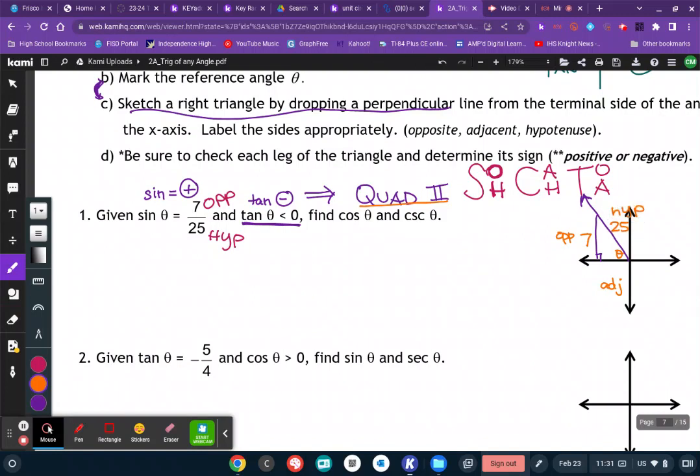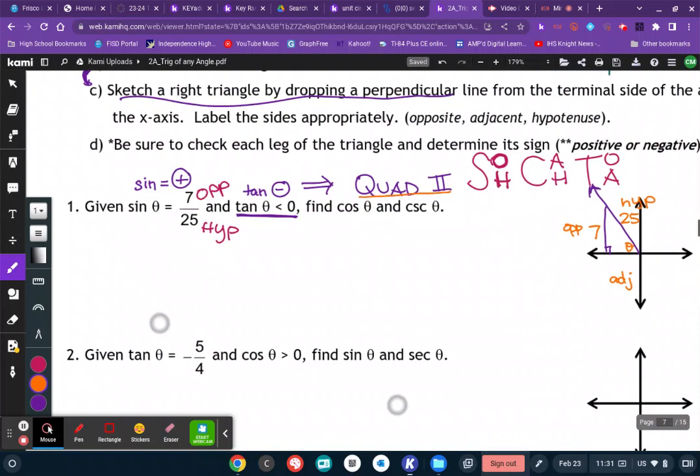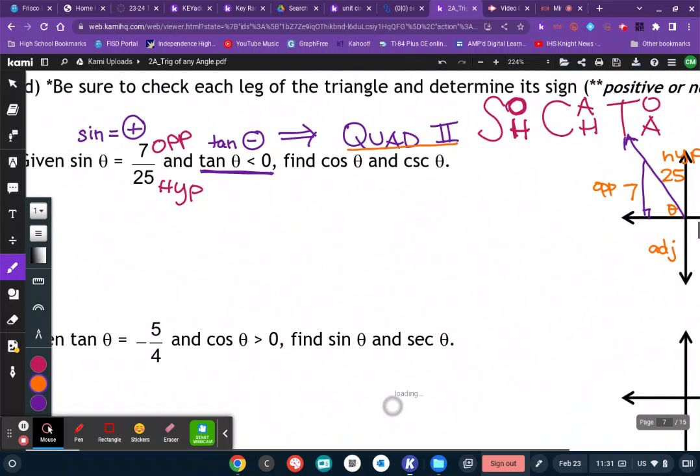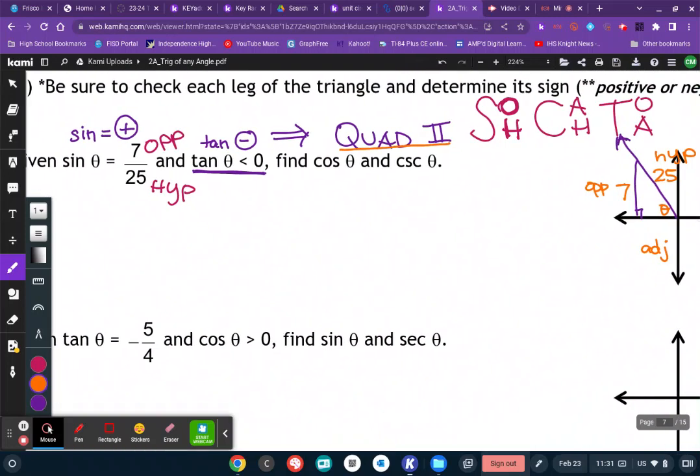Okay. So I need to know the adjacent side. And how am I going to do that? I already know how I can do that with a right triangle. Find a missing leg. What do I do? Pythagorean theorem. Good.